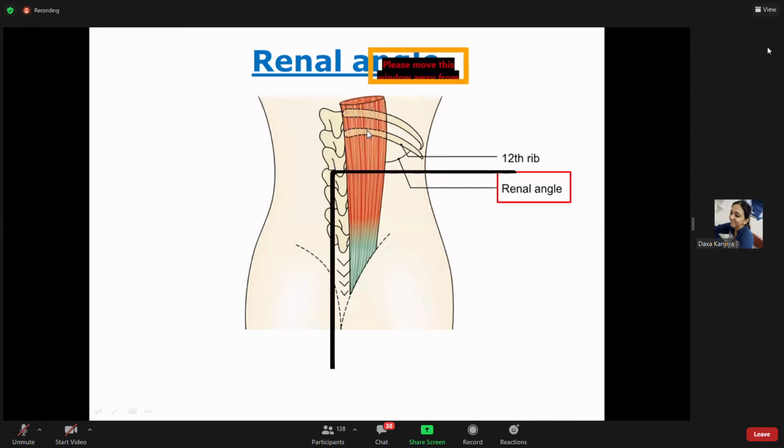This one. So this is one of the muscles of the back. It's the erector spinae. Right? This muscle is the erector spinae muscle, not the latissimus dorsi. It's the erector spinae.